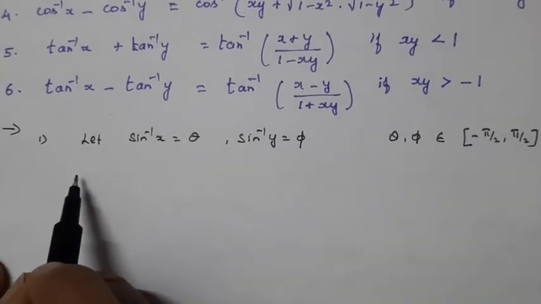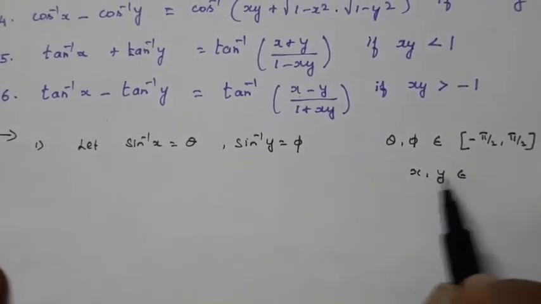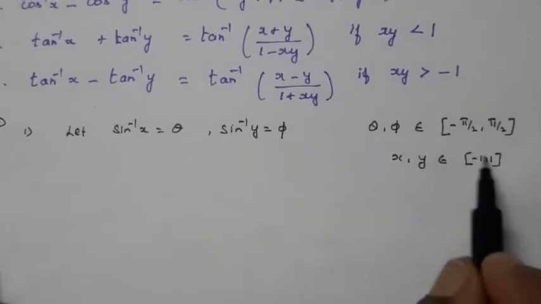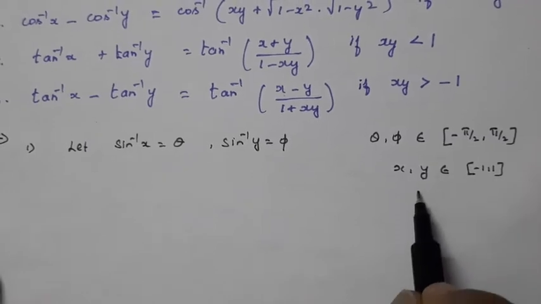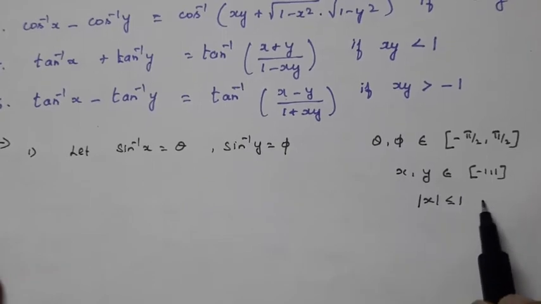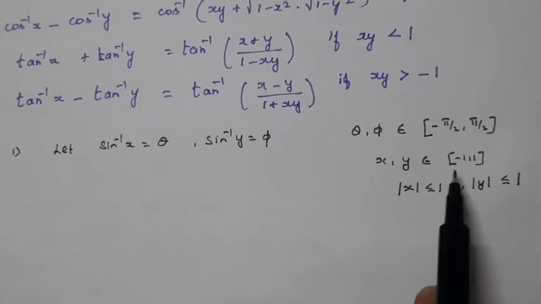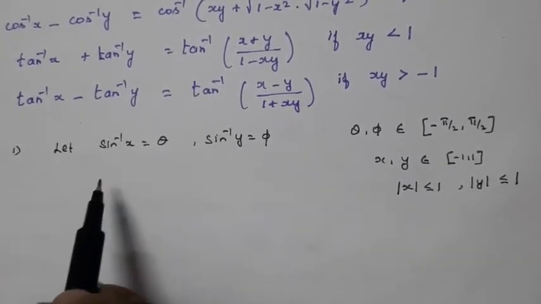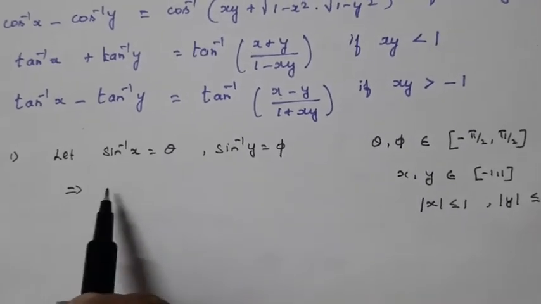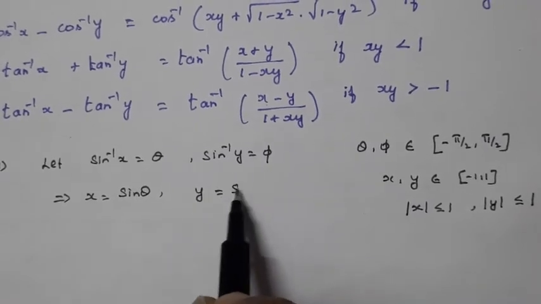And what would be x and y? Where should x and y belong to? x and y belong to its range, that is the closed interval minus 1 comma 1. Also we can rewrite this as modulus of x is less than or equal to 1 and modulus of y is less than or equal to 1. So this one can also be written in this way. Now sine inverse of x is equal to theta and sine inverse of y is equal to phi implies x is equal to sin theta and y is equal to sin phi.